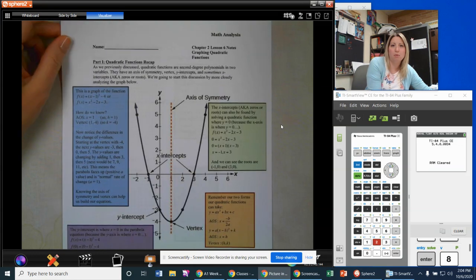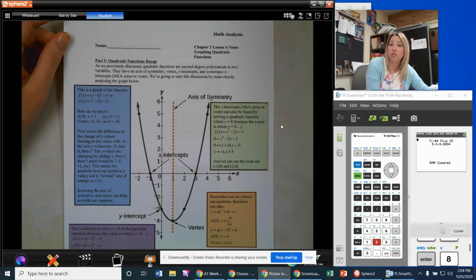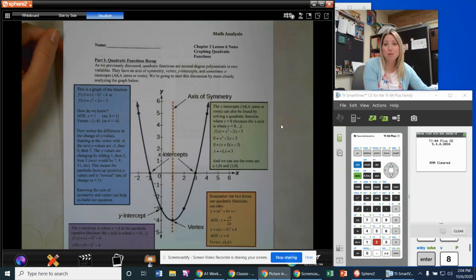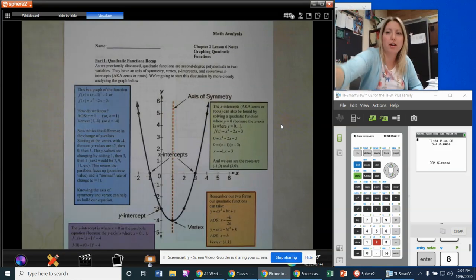We are talking about graphing quadratic functions. Yay! Parabolas. I love a good parabola, as we all know.